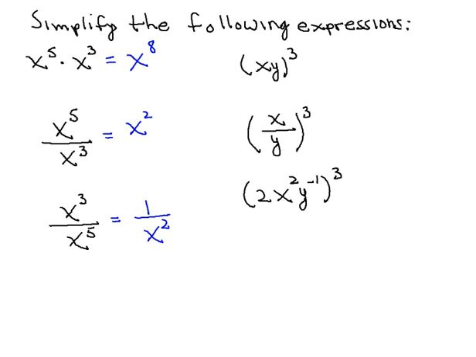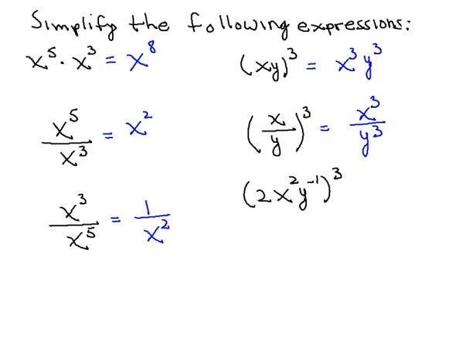Now moving to the top of the next column here, we have a product raised to a power, in this case the third power. And what we do is simply distribute the exponent on the outside over each factor inside. So we have then as our final result here x to the third, then y to the third. And in a similar manner, when we have a quotient raised to a power, we'll raise the numerator and denominator to that power. So in this case, we'll have then x to the third divided by y to the third.